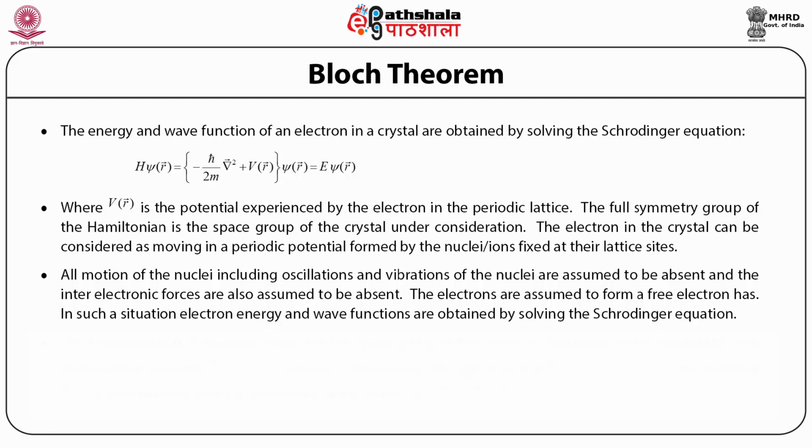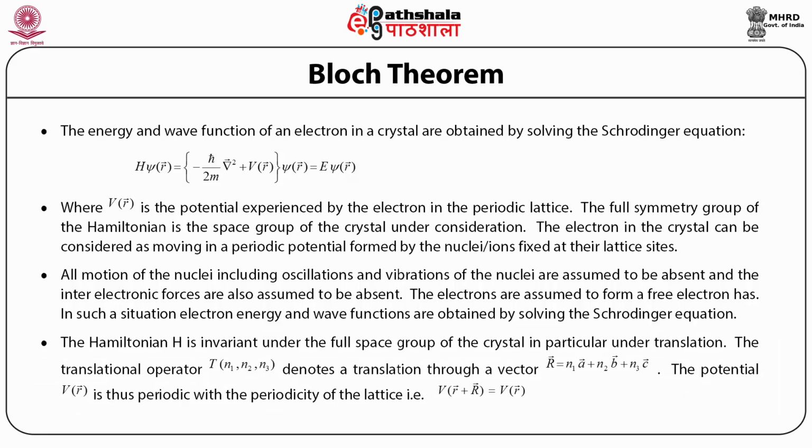In such a situation, electron energy and wave functions are obtained by solving the above Schrodinger equation. The Hamiltonian H is obviously invariant under the full space group of the crystal, in particular under translation. The translation operator, as defined above, T_{n1,n2,n3}, denotes a translation through a vector R, capital R, given by n1 a plus n2 b plus n3 c.